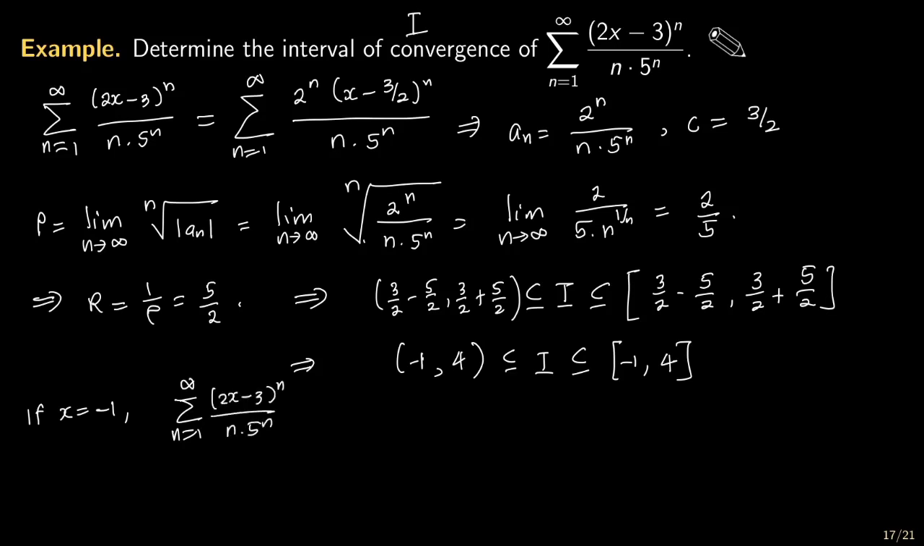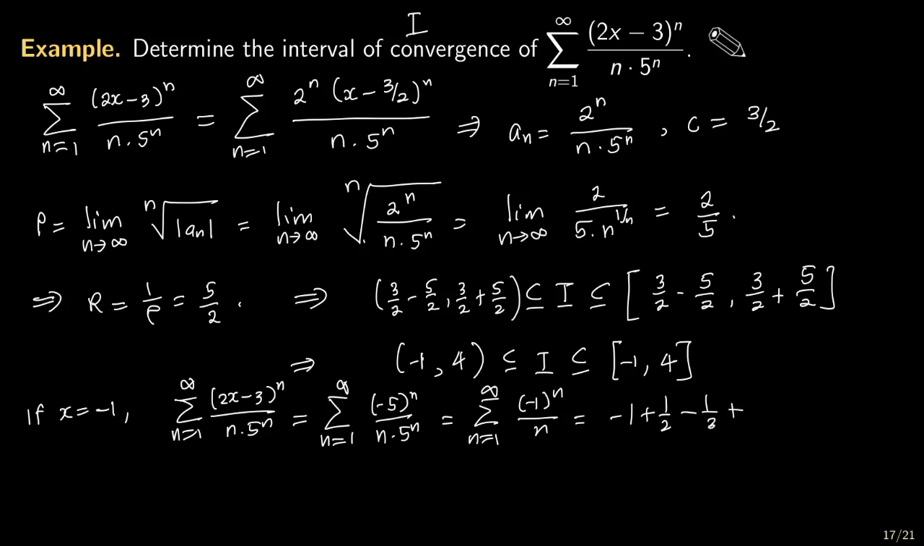If x is negative 1, this leads to negative 5 raised to n over n times 5 raised to n. May iwanan na lang, bale, negative 1 to the n na lang over n. Pag ito in-expand mo, parang ano lang to, ito yung negative 1 plus 1/2, alternating harmonic, pero may negative times negative 1. So, parang ano to, negative ln of 2 ang sum. Kaya alam natin na ito ay convergent. Right?